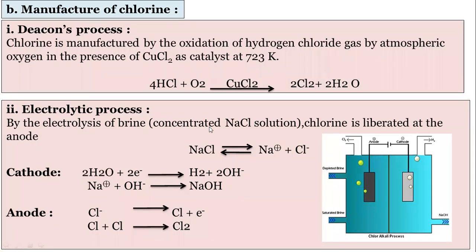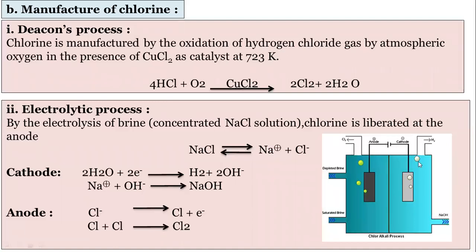So electrolysis, you know, is when 2 electrodes are dipped in the solution, and these 2 electrodes are connected to the electric circuit here. One is the anode and one is the cathode. So NaCl ionizes into Na plus and Cl minus in water. So see, this is a chlor-alkali process. This is a brine solution.